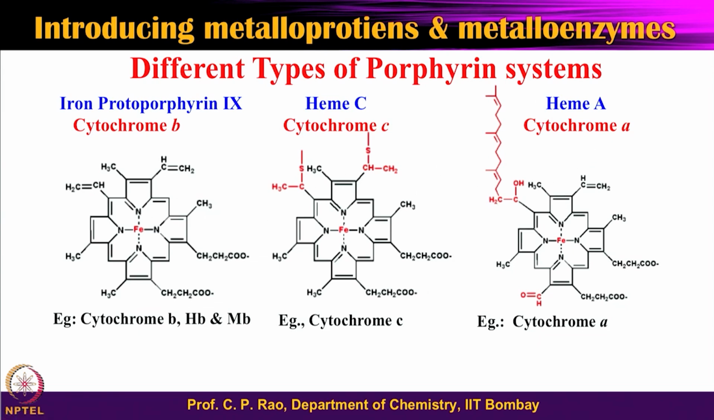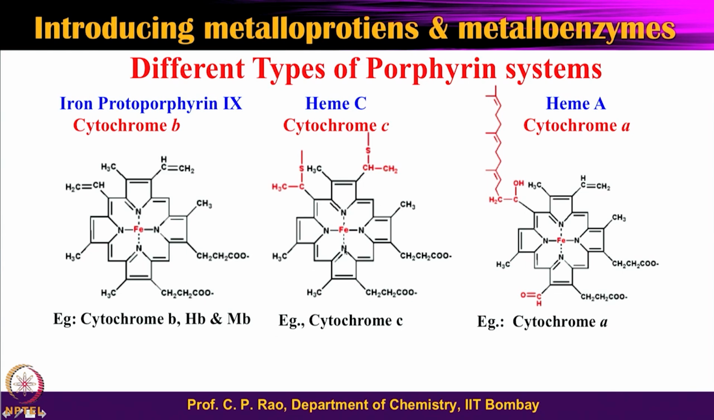What is the difference in these? The difference is some kind of substitutions on the periphery, nothing inside. Here you have two methyls and then an ethylene kind of bridge. Here you have a thioether bridge, and that is connected to the protein. Here this part is not connected to the protein. Here this part is modified and connected to the protein. Here this part is modified by this and then connected to the protein. So, you have one kind of heme, another kind of heme, and another kind of heme, and the examples where they are present are given here.